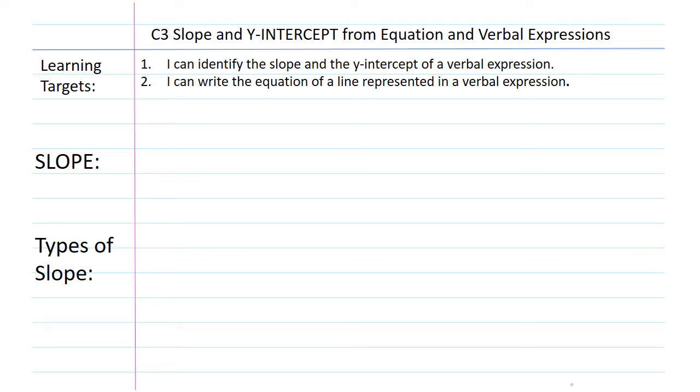The learning targets of today's video are: I can identify the slope and y-intercept of a verbal expression, and I can write the equation of a line represented in a verbal expression.